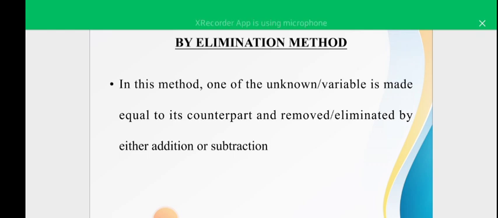And when do we prefer to use it? We use the elimination method whenever the coefficient of the variable is not 1. And the first process to undergo here is we make sure that the coefficient of one of the variables is the same. So in this method, one of the unknowns or variables is made equal to its counterpart and removed or eliminated by either addition or subtraction.